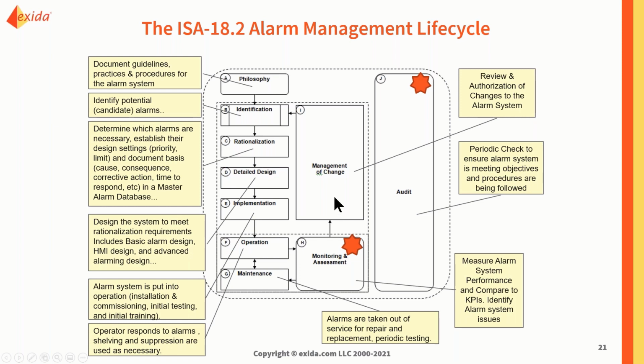They can go into the management of change and then go back into all these different steps and then go back into the rationalization. So in a way, as you can see, this is a loop going on here, a positive feedback loop, where you try to improve your system by reviewing, and reviewing, so that you can minimize all the problems within the alarm system.